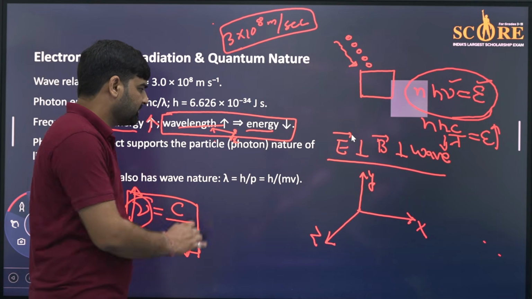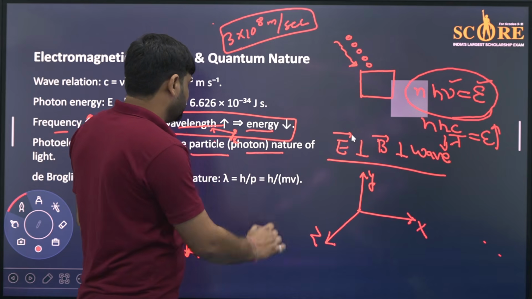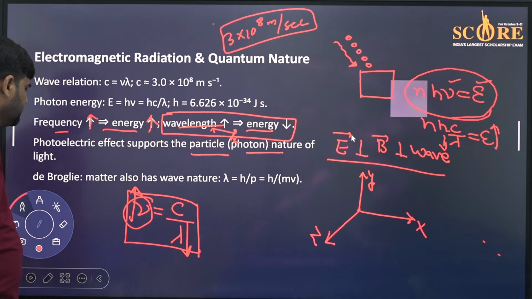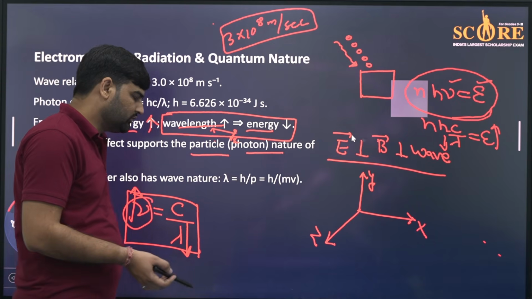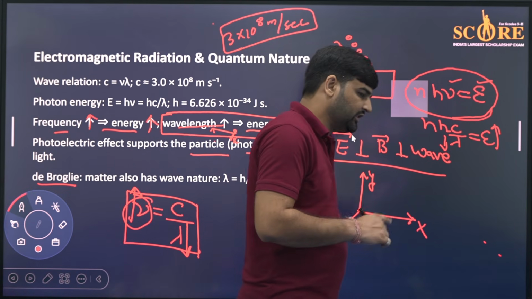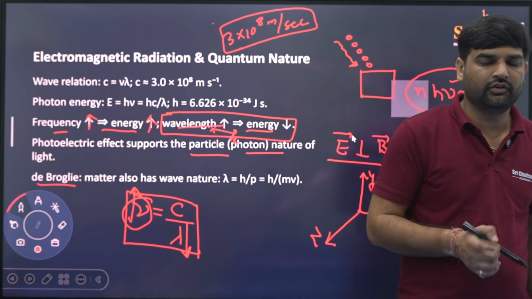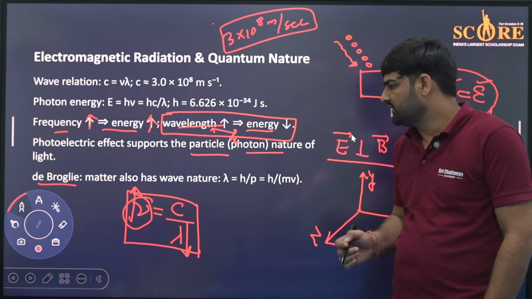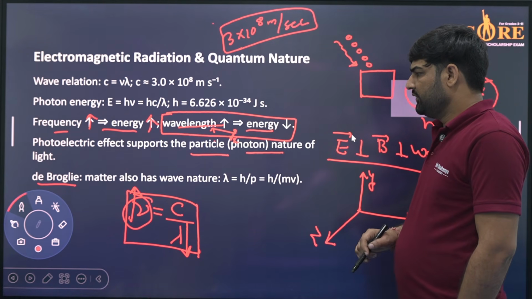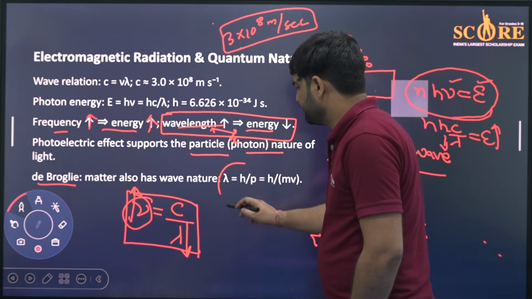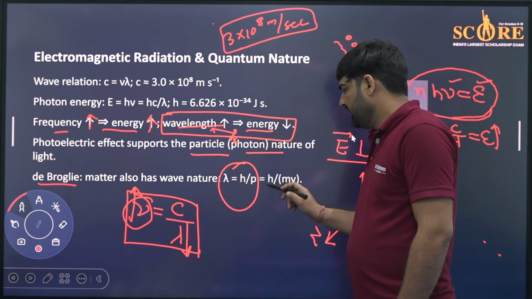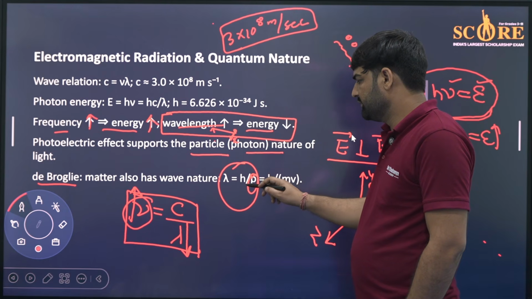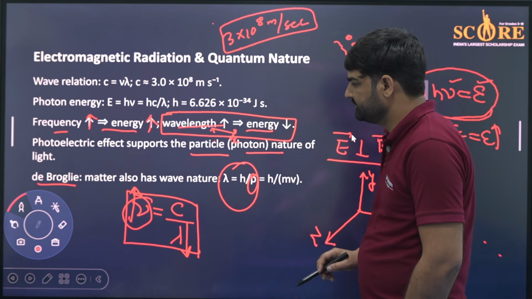Photoelectric effect supports the particle, photon, nature of the light, and de Broglie wavelength also explains wave nature. And it means dual nature, particle nature as well as wave nature. Lambda equals h upon p. p is momentum, that is mv.